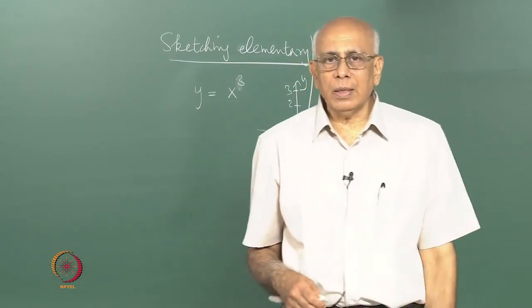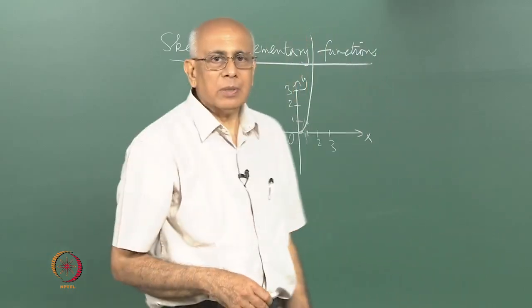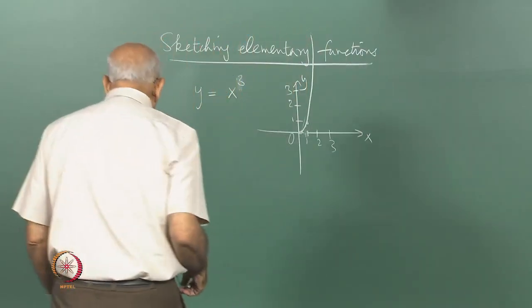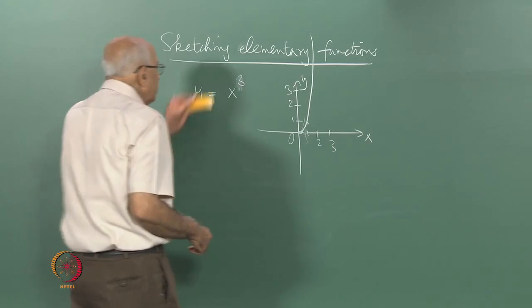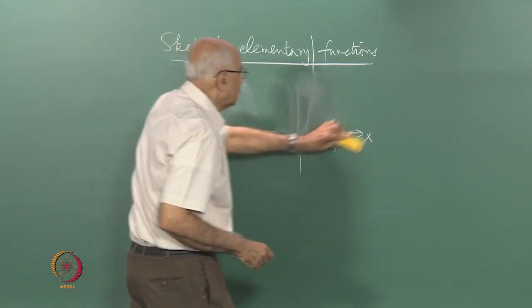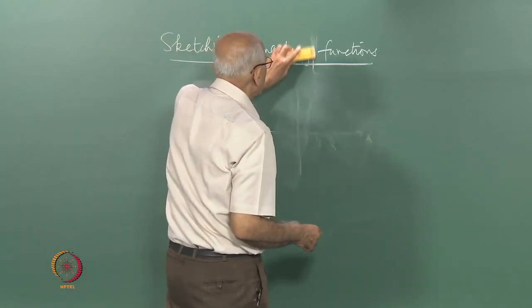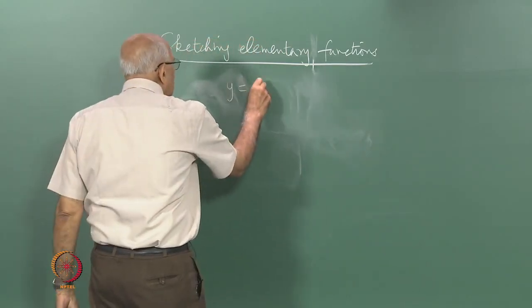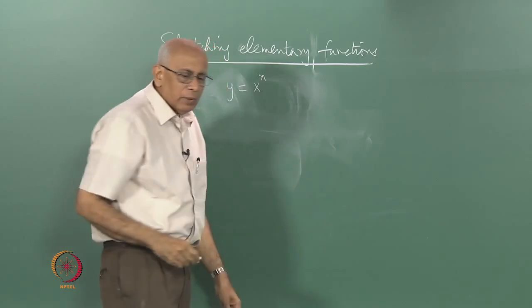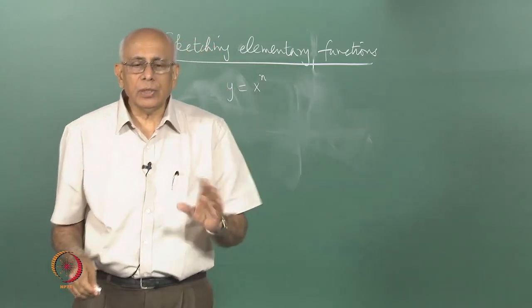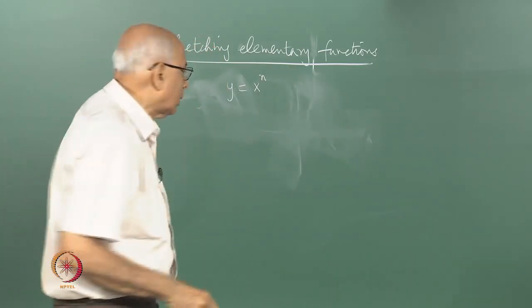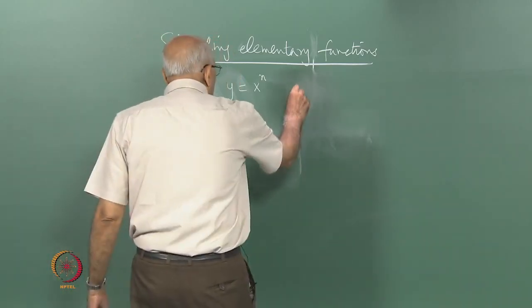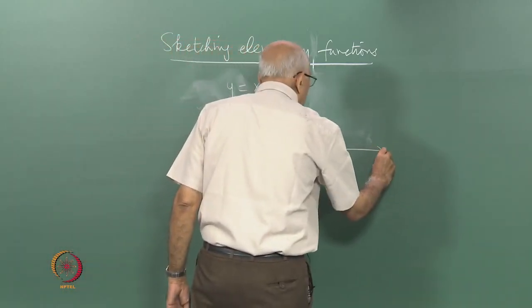What do you look for in a function? Let us start with some simple examples. So I am going to start with this example of y equal to x to the power n, and we will start with n a positive integer to start with. So here we go, and the idea is to plot everything on the same graph.